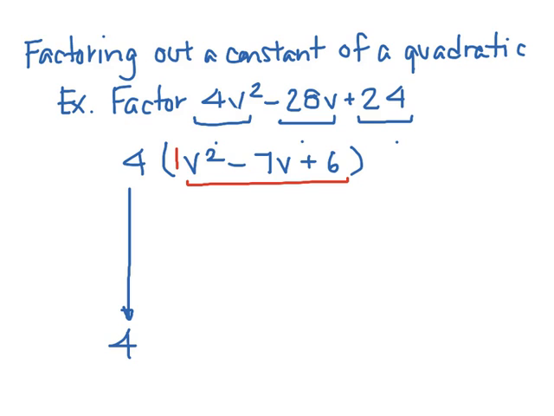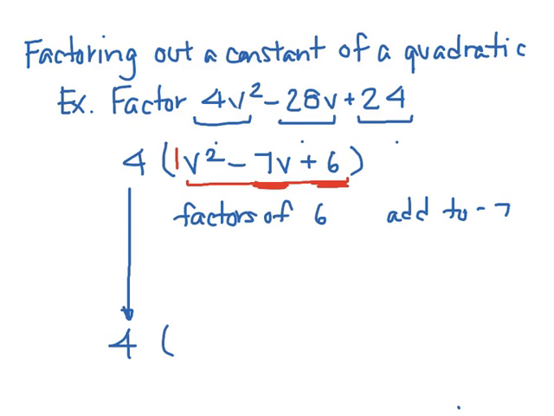So here we're going to look for factors of 6. We'll look for factors of 6 that add up to -7. Right? And we know we can use the double bubble method because the leading coefficient is 1.